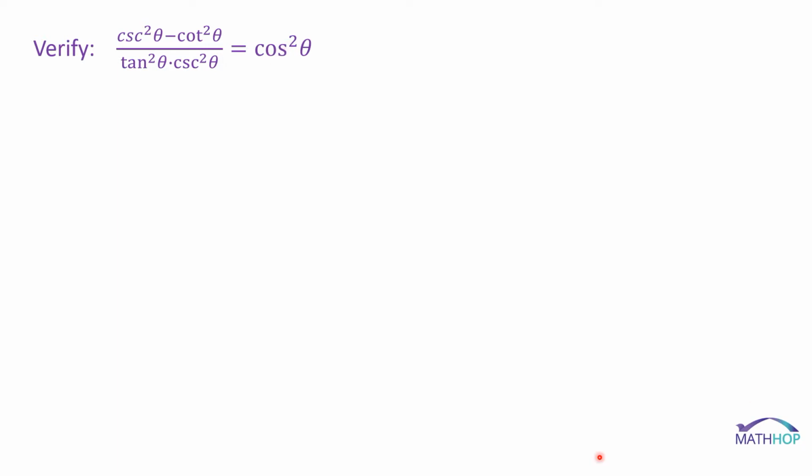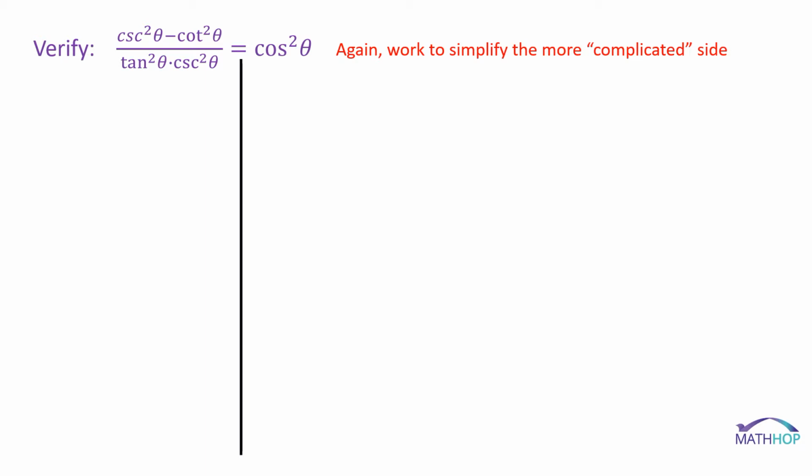So guess what? The more complicated side again is going to be that left side. Let's put our little bar here. So we're going to work that left side and try to get it to equal cosine squared. All right, we're going to use our Pythagorean identity, and we're going to try and create something that equals cosecant squared. Because we have a cosecant squared right here, we have a cotangent squared too. Let's look at our Pythagorean identity.